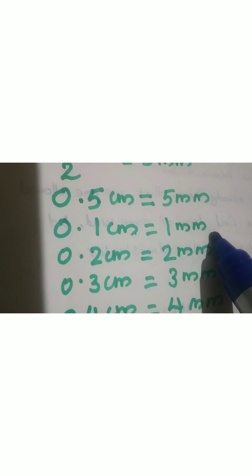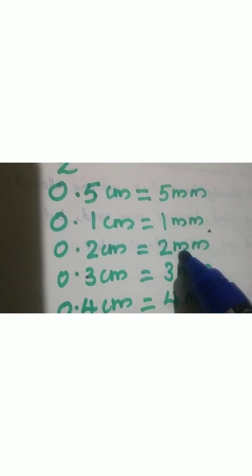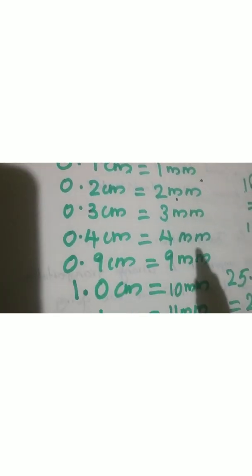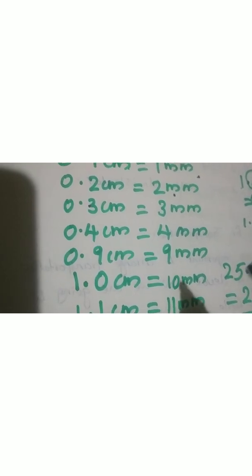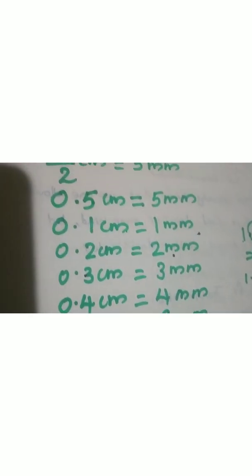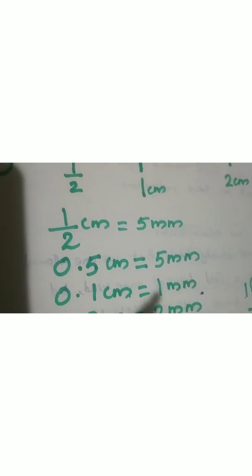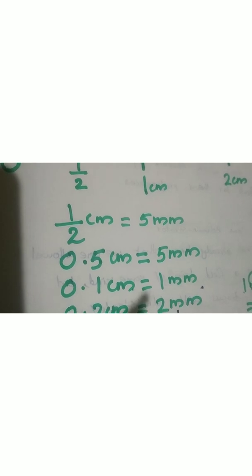Don't forget 0.1 centimeter is equal to 1 millimeter. 0.2 will be 2 millimeter and so on. Okay. I think you got some ideas about centimeter and millimeter. Now we can do some works related with this centimeter and millimeter. Okay.